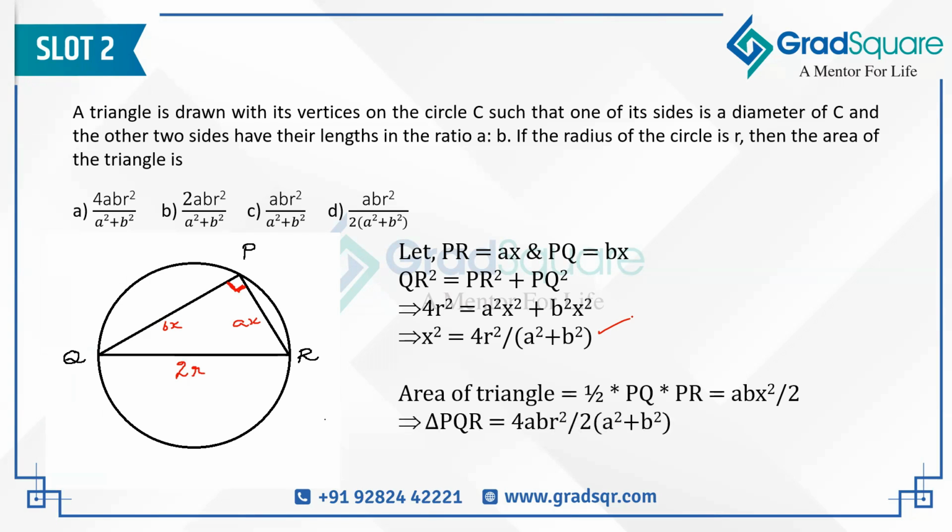So when I substitute that, I get the area of triangle PQR as 4ABR square divided by 2 into A square plus B square. Simplifying this, I can cancel out 2 from the numerator and denominator. Answer will be 2ABR square by A square plus B square, which is given to us in option B. So answer to this question will be option B.